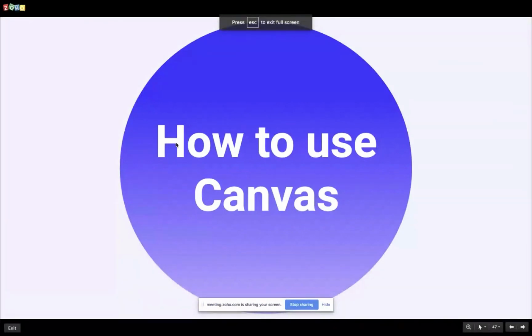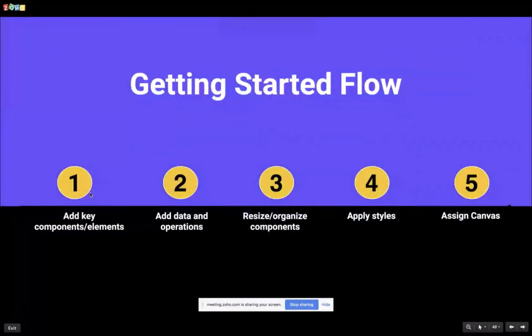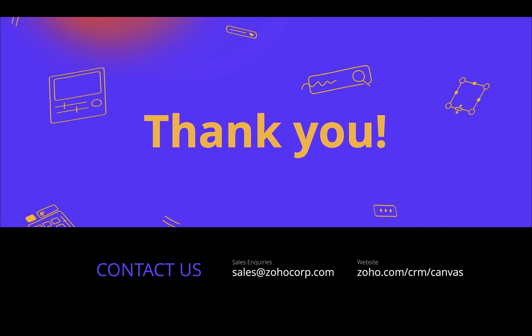And just to quickly summarize, getting started works like this. You add key components and elements, add your data and operations, resize and organize components the way you want, apply styles for each data component, assign canvas, and you're good to go. So that's about it. That's about our demo.